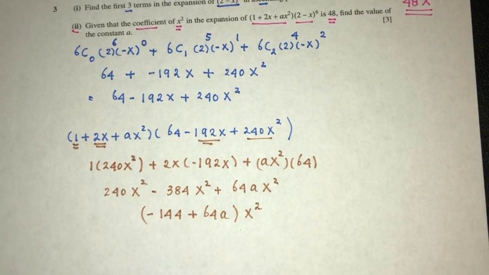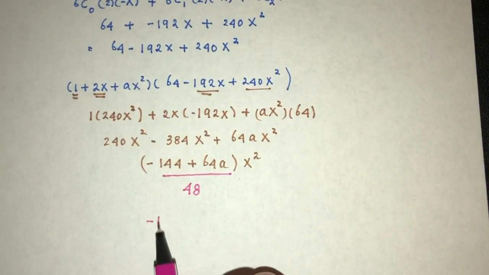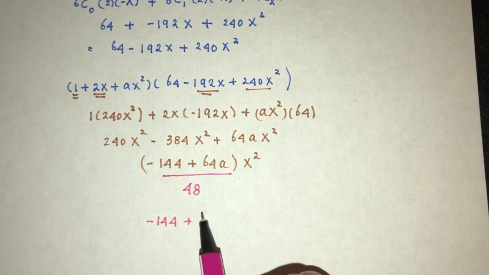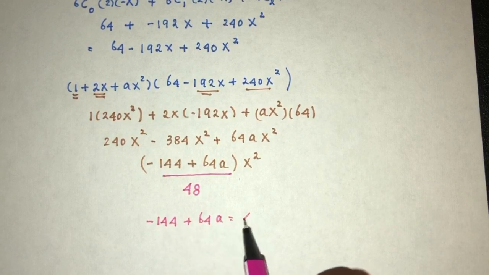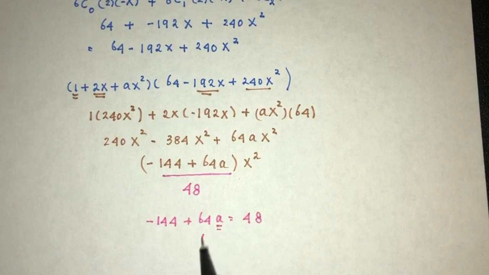So something we know here according to the question is that the coefficient is supposed to be 48. So we understand that this value over here is supposed to give me the value of 48, so we can solve for the value of a.